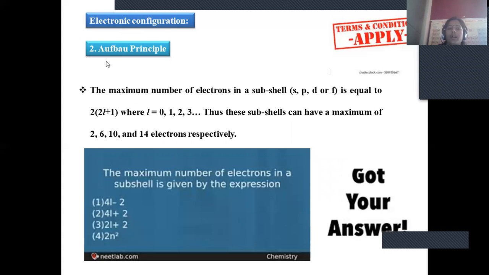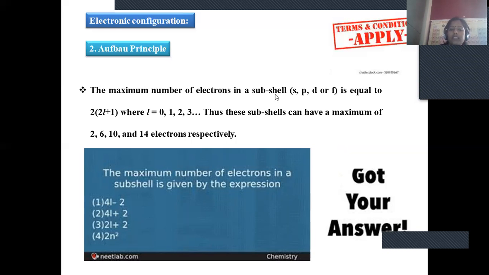Now, for the Aufbau principle, we are going to apply some terms and conditions. Based on these rules, we are going to fill electrons for the electronic configuration. One more formula is given for the subshells s, p, d, f: 2 into (2l plus 1) can be employed. For example, when l is equal to 0, 2 into (2 into 0 plus 1): 2 into 0 becomes 0, 0 plus 1 becomes 1, and 1 into 2 becomes 2.